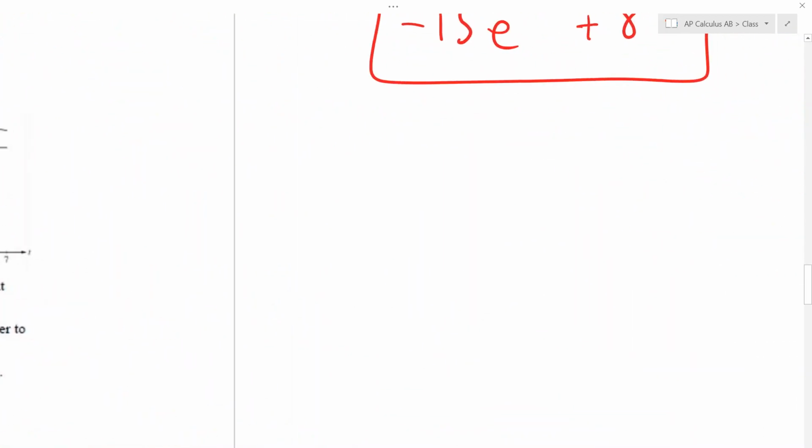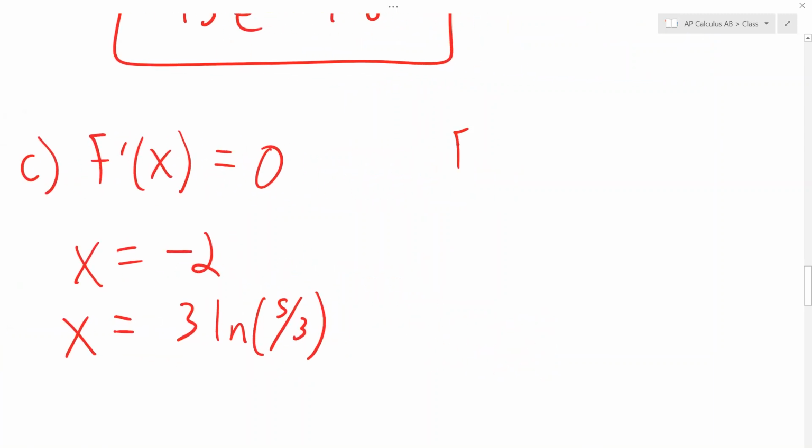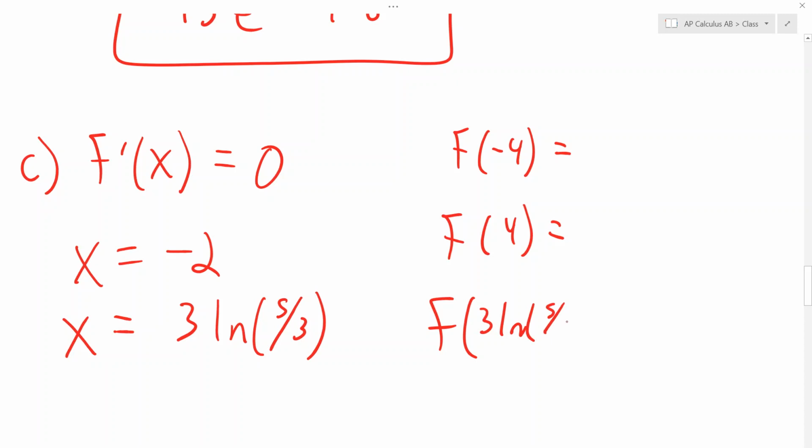But remember I told you this. For part C, you always write, I need to know where f prime is 0. I know it was 3 ln 5/3. Cool. That's step 1. Step 2 is find all the values we need to know. We need f of negative 4, we need f of 4, and we need f at 3 ln 5/3, because we're looking for an absolute max. At negative 2, the derivative doesn't change sign, so it can't be a max. And we're going to write a little sentence that says, I checked where f prime changed from positive to negative. Cool? So we already know these.